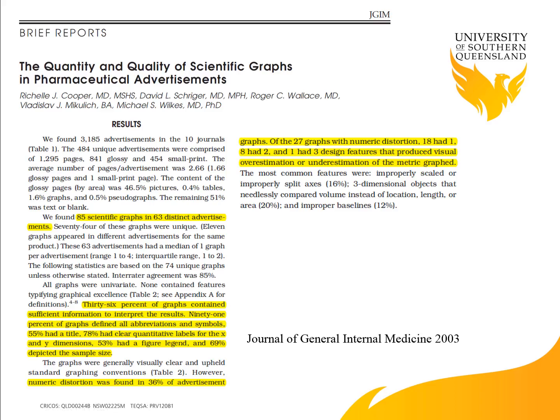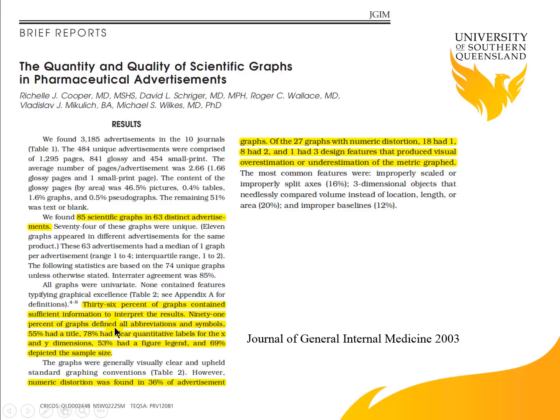So this is a paper by Cooper. It's in the papers that are available on the study desk in the data analysis and experimental design block. This is one where they looked at 85 scientific graphs in 63 distinct advertisements. 36% of the graphs contain sufficient information. 36% is not a great result for correct graphs.